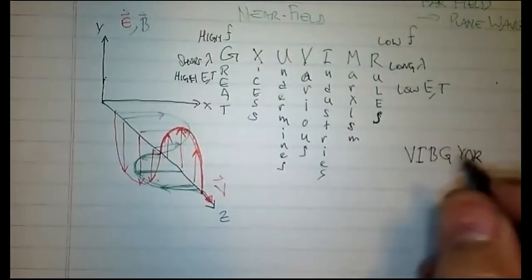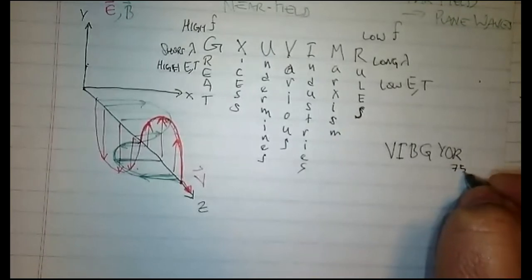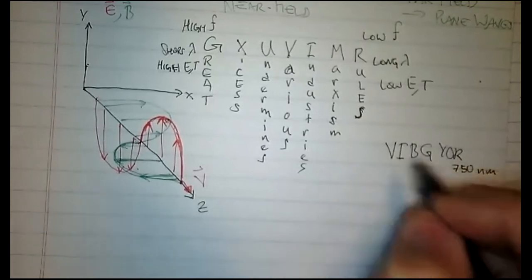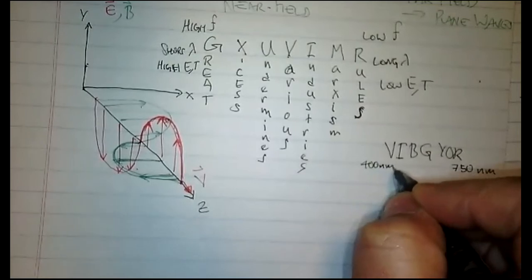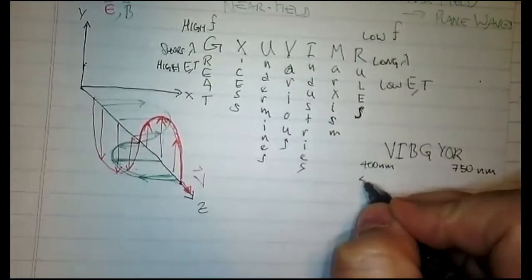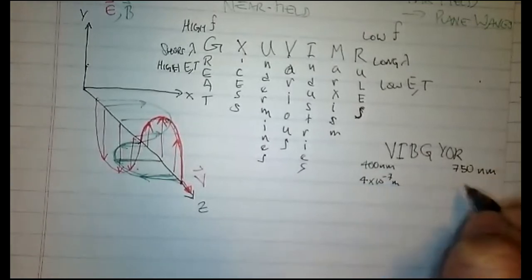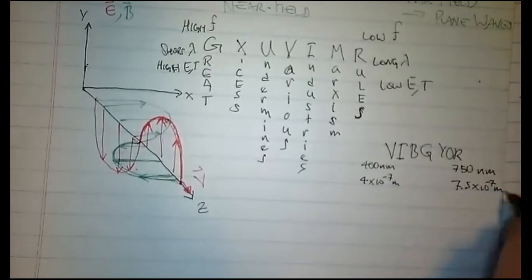So that's really it. This red is the longest wavelength, and it's about 750 nanometers. And this violet is about 400 nanometers. That's the shortest of the visible spectrum. But here's kind of neat. You can also call this 4 times 10 to the negative 7th meters, and you call this 7.5 times 10 to the negative 7th meters.